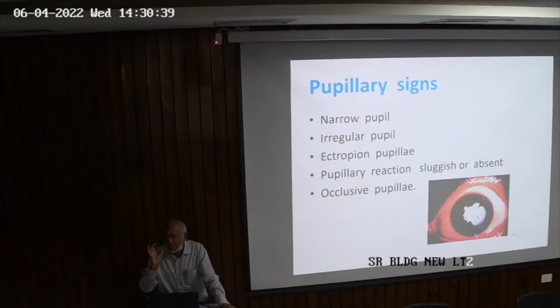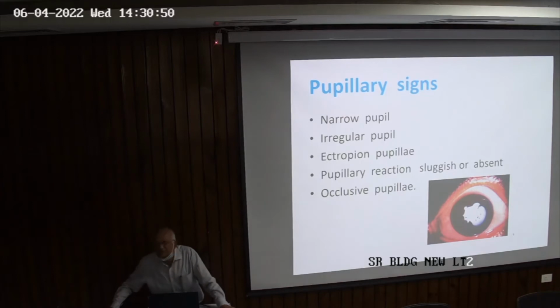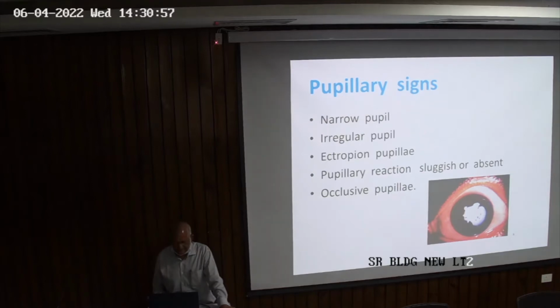Irregular pupil, especially when you dilate: there is a synechia. When you dilate the pupil, it becomes irregular because some part is dilated and another part is constricted. This is called a festoon shaped pupil. Here this is synechia, the attachment. Here this is the dilated part. Here again synechia. This is a festoon shaped pupil.